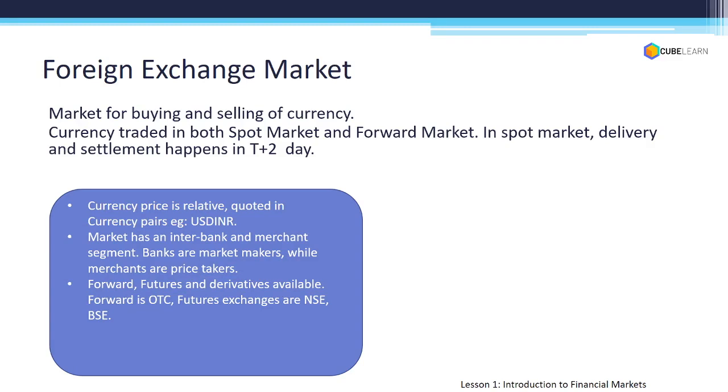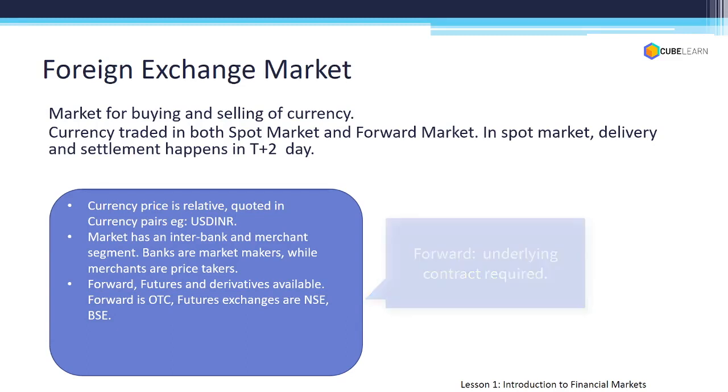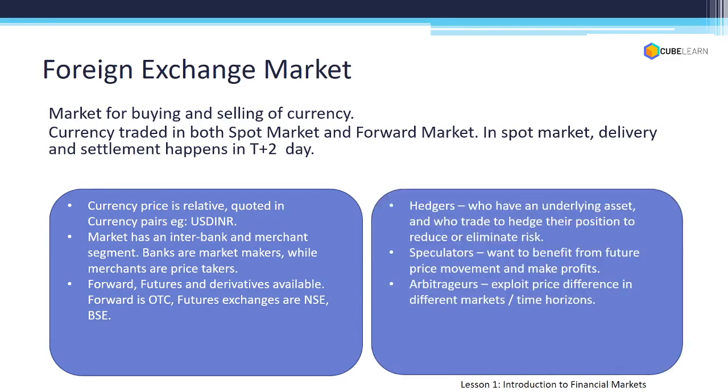Like the commodities market, future transactions can be done over the counter through customized contracts or through futures contracts on future exchanges. For forwards, regulator RBI requires an underlying contract which creates exposure to FX. Next section highlights the type of players in these markets: hedgers, speculators, and arbitrageurs.